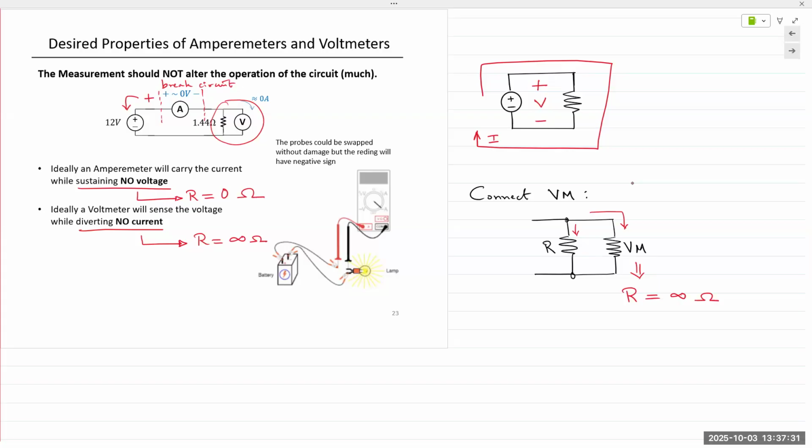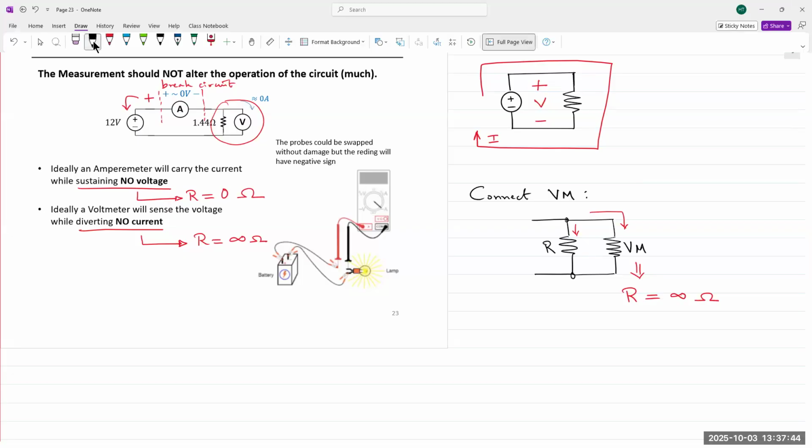It'll divert very little current, microamps or less. That's the desirable property of a voltmeter and an ammeter.